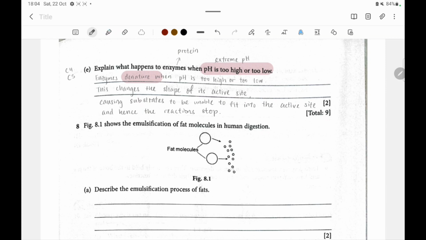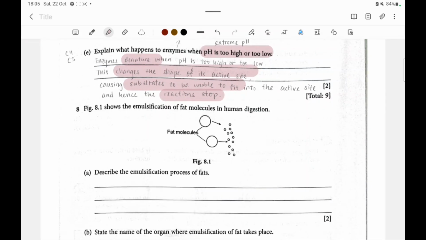So this one is 2 marks. First mark denature and then change shape of active site. Actually you can get extra points. Substrates unable to fit into the active site and then reaction stops. Actually you can get 4 marks from this answer. Okay, number 8.